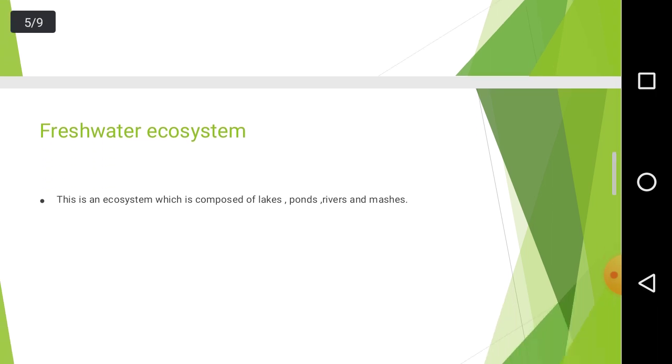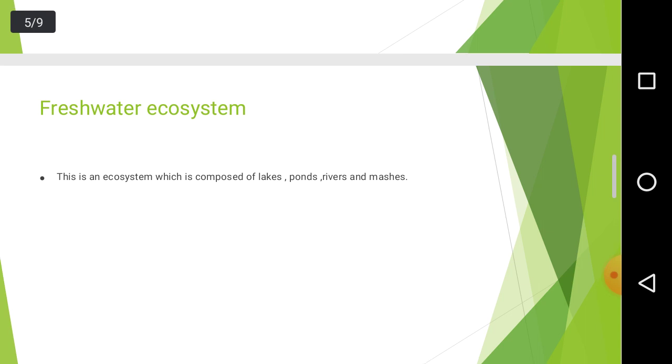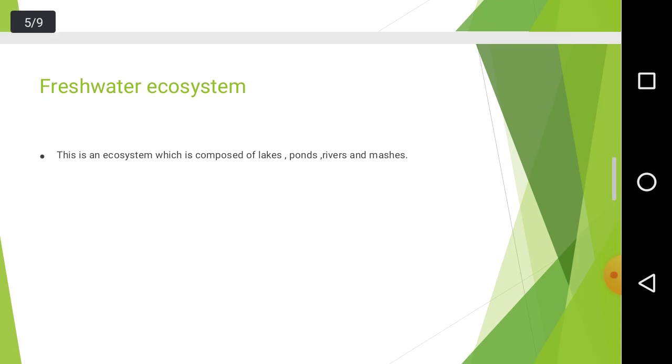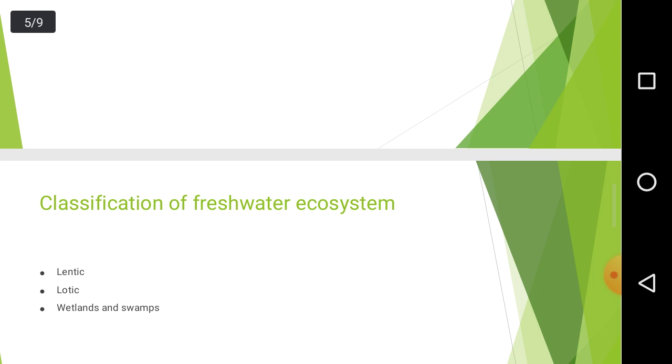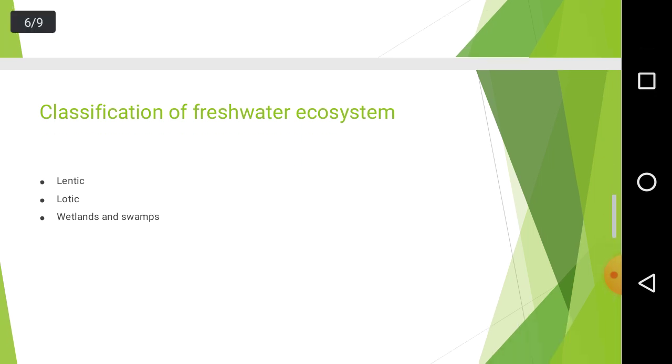Then we have the freshwater ecosystem as a type of aquatic ecosystem. The freshwater ecosystem is defined as an ecosystem which is composed of lakes, ponds, and marshes. The freshwater ecosystem is also categorized into several bases, and some of them are the lentic ecosystem, lotic ecosystem, wetlands, and swamps.